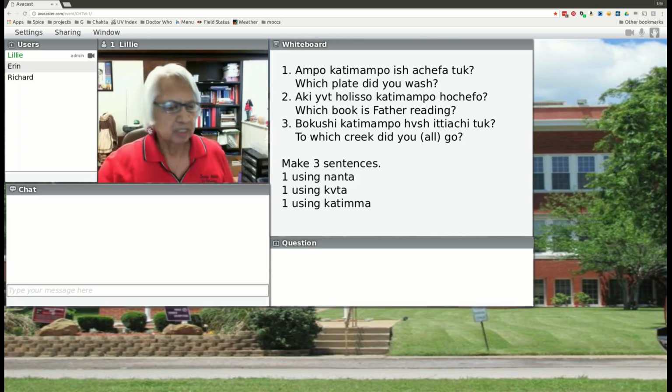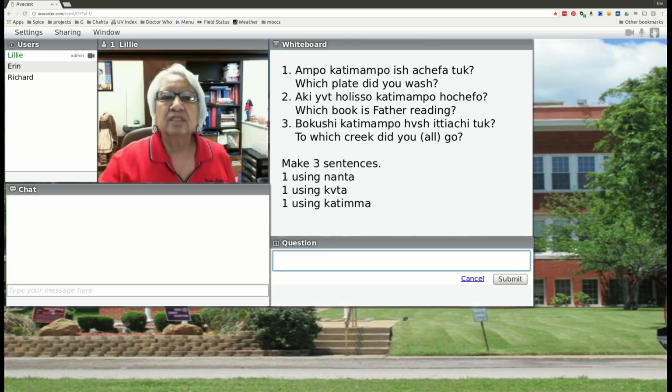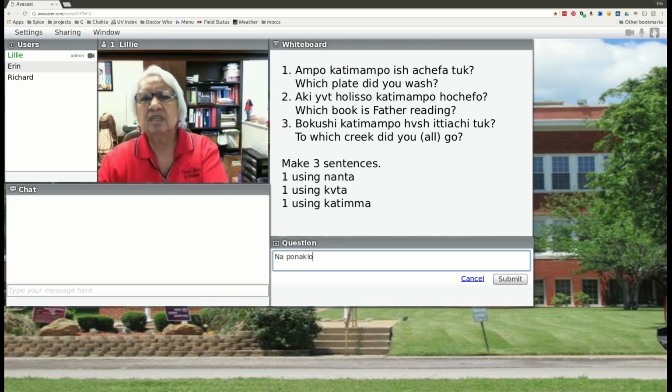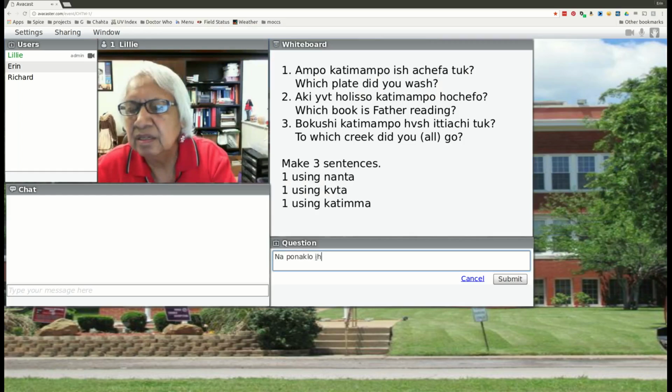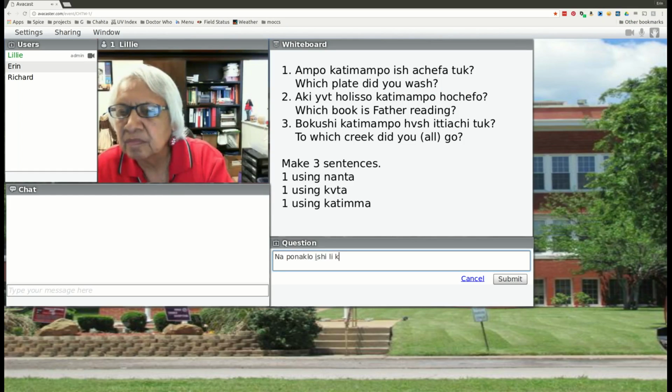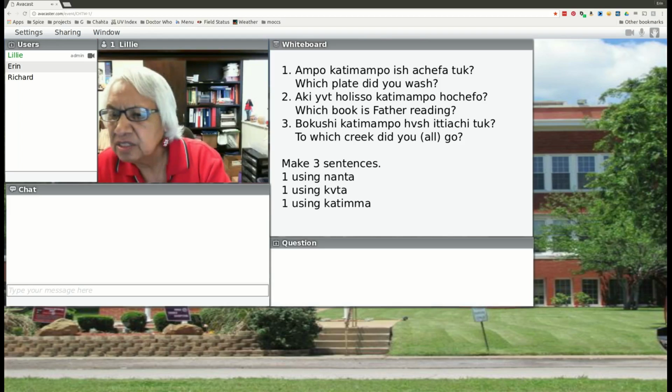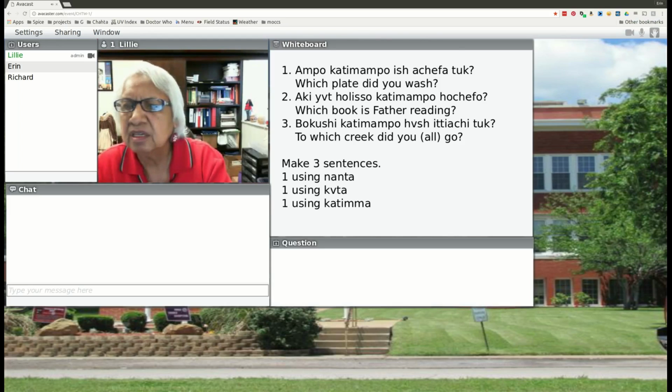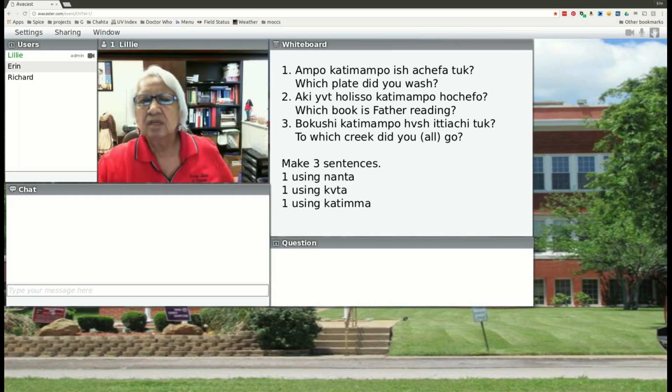Okay, Nampunaklo Hashinshi. And Aaron, I read your sentences with Nanta and Kata and Katimma, and they are all correct and correctly translated. The only thing I see here, and it's just a minor thing. Katahush shukanipi bashle took, who cut that pork. Okay, y'all did really well with that.